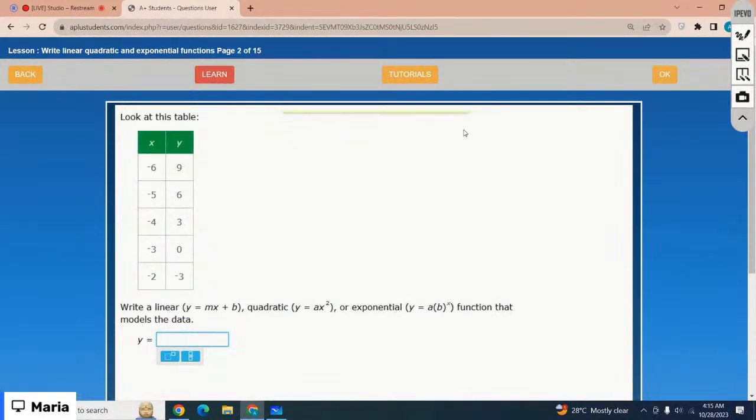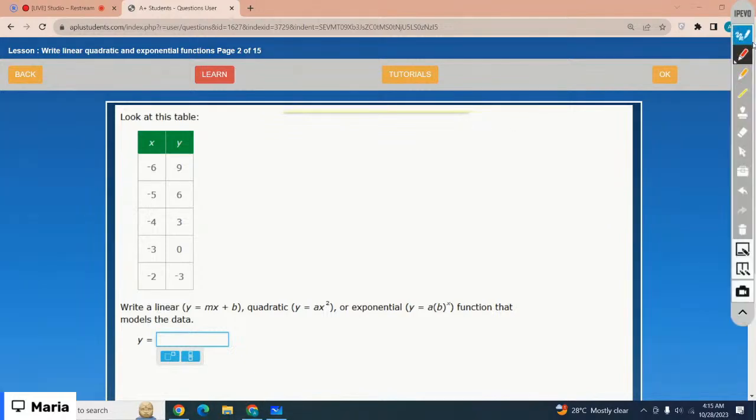Okay. Let's just calculate their first differences, right? Look at the table. I think that's exactly the same one we did in the tutorial question. 6 minus 9, -3. 3 minus 6, -3. 0 minus 3, -3. -3 minus 0, -3. Yes. So the function is y equals -3x plus b. Now just put any pair of values and calculate the b.